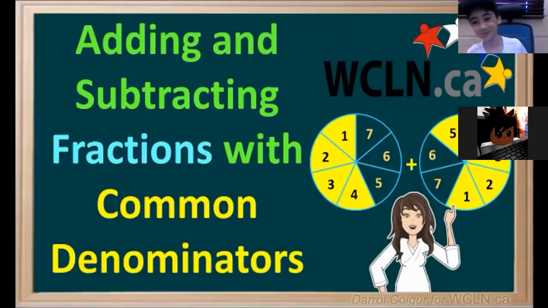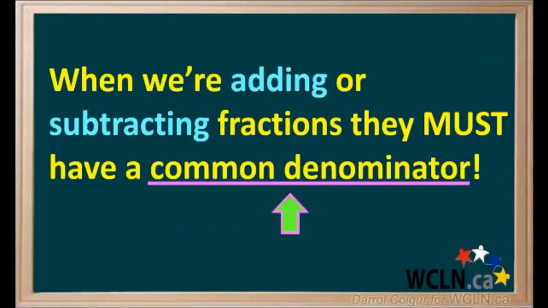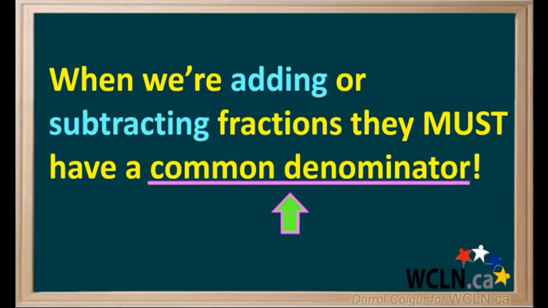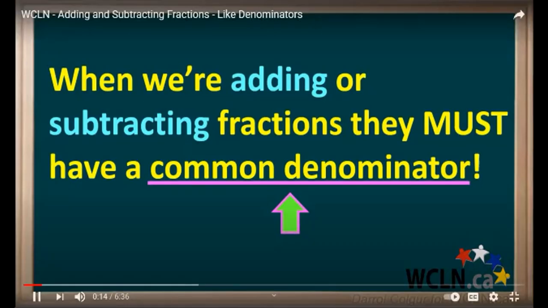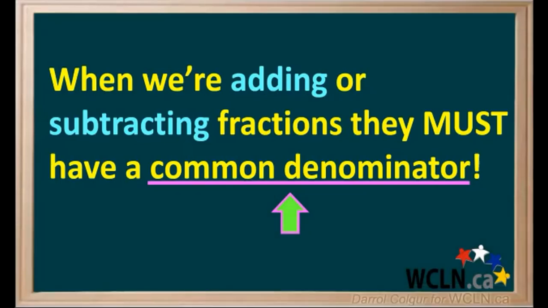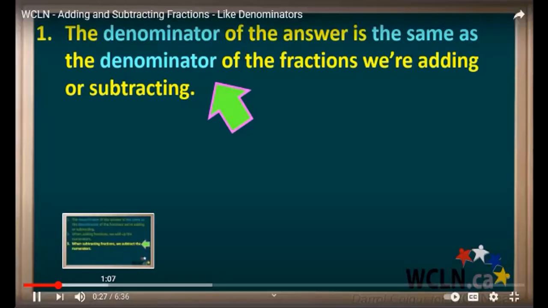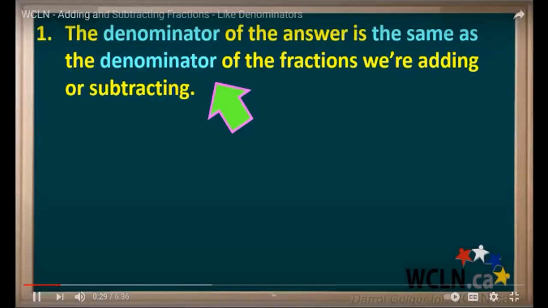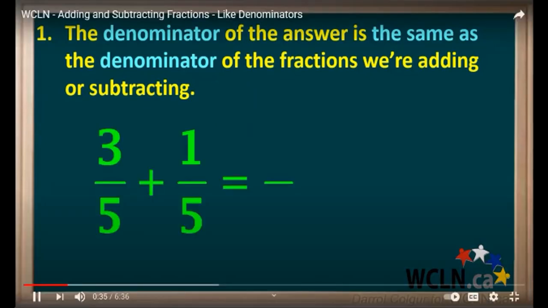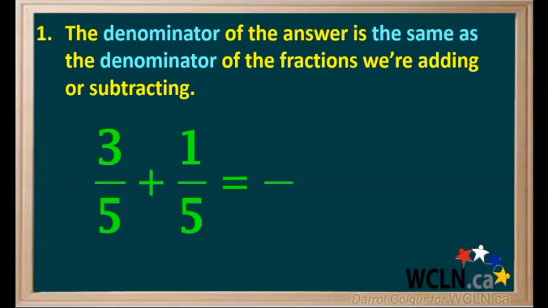Adding and subtracting fractions with common denominators. Remember that whenever we're adding or subtracting fractions, they must have a common denominator. Here we'll look at a few examples of adding and subtracting fractions that do have common denominators. There are 5 main things we need to remember when adding or subtracting fractions with common denominators. Firstly, the denominator in the answer is the same as the denominator in the fractions we're starting with. For example, if we're adding 3/5 and 1/5, the denominator of the answer will be 5.